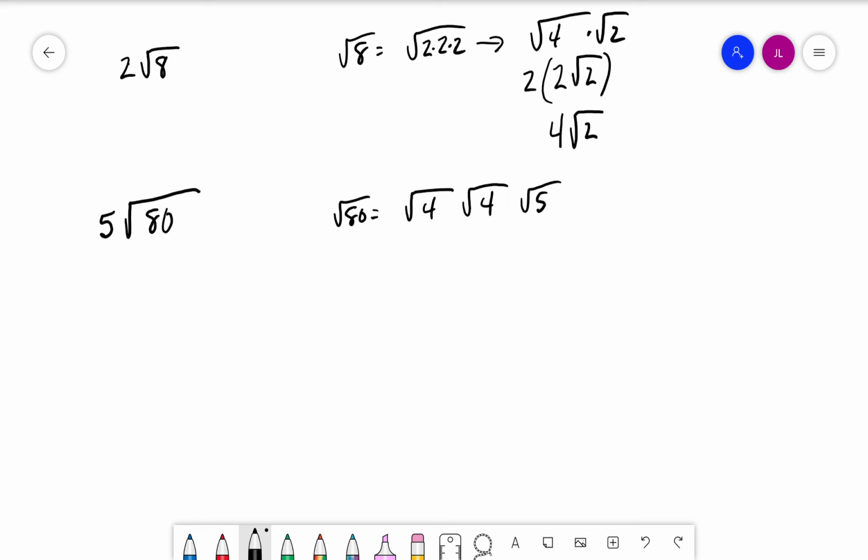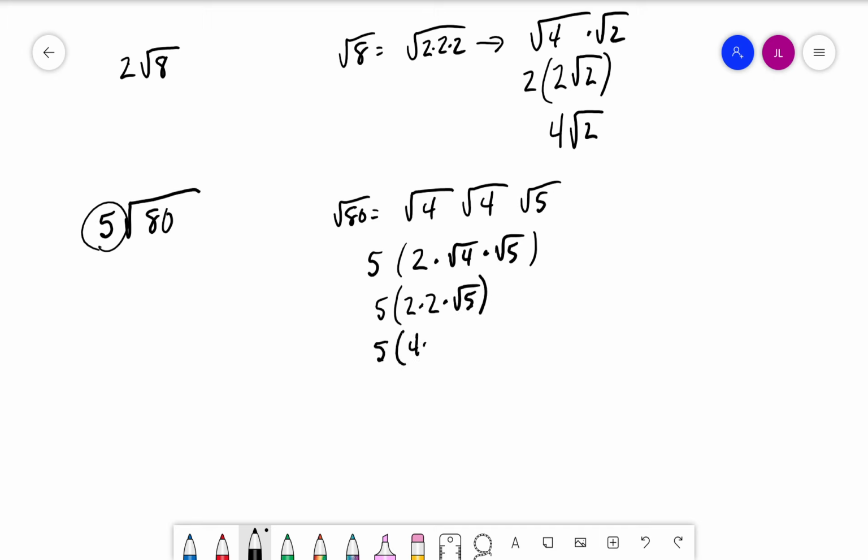So the square root of 4 is 2, so we have 2 times the square root of 4 times the square root of 5. And remember, this is all times 5. There's a 5 here. So the square root of 4 is 2, so we're now looking at 5 times 2 times 2 times the square root of 5. So we get 5 times 4 times the square root of 5, which means we have 20 times the square root of 5.